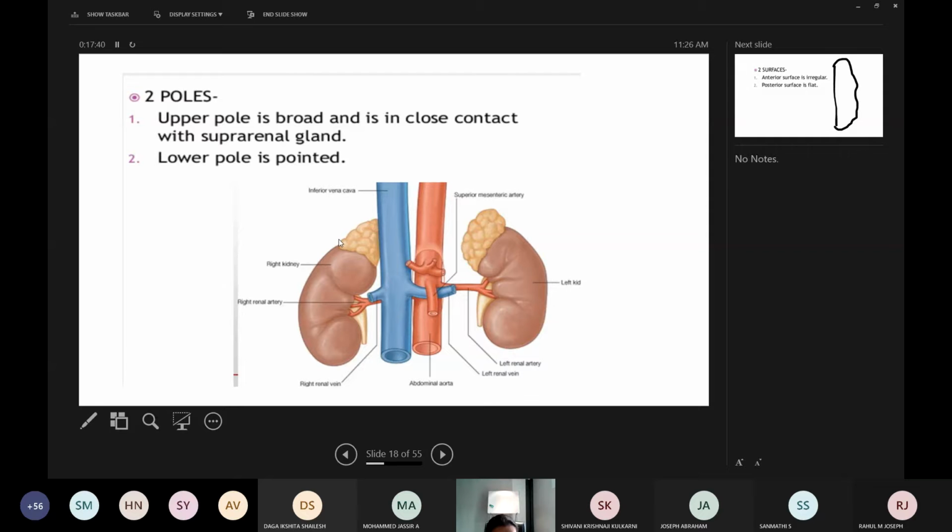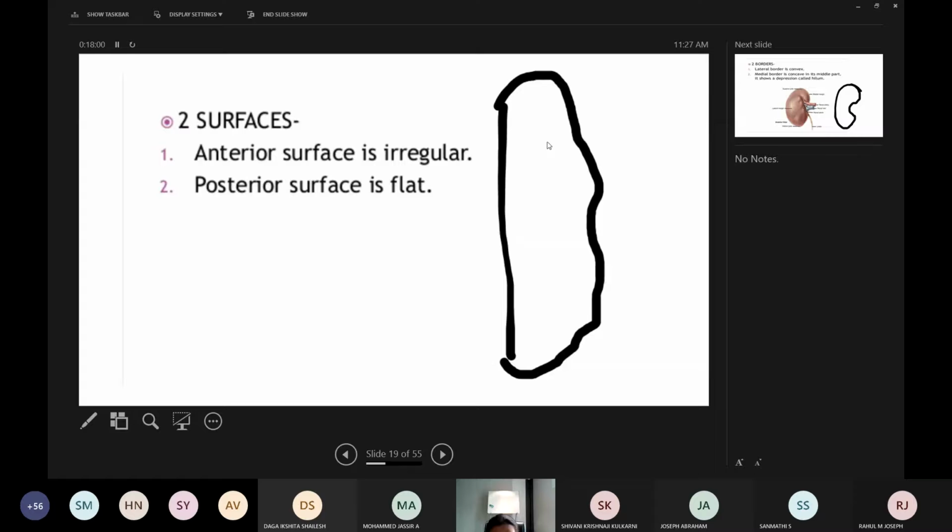On the upper poles we have the suprarenal glands, and along the lower pole, the pelvis of the kidney continues as the ureter. That's about the poles.